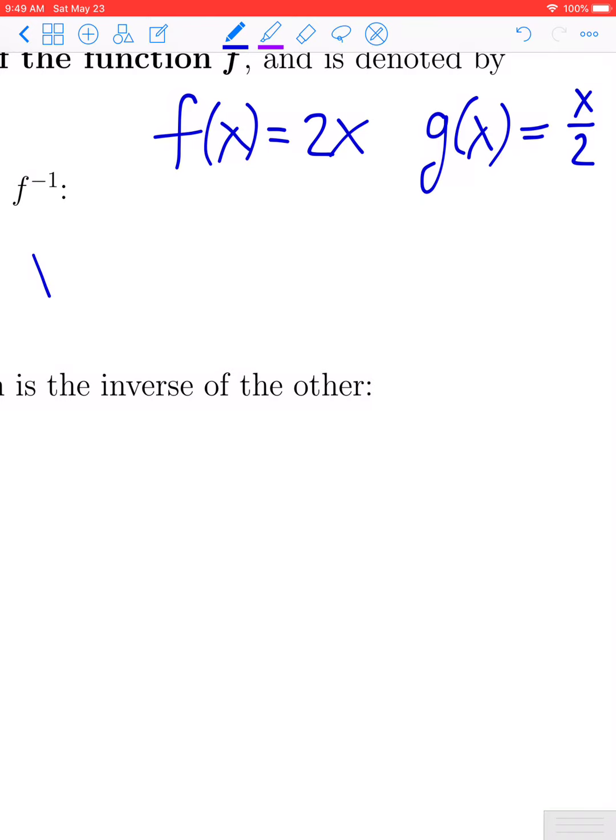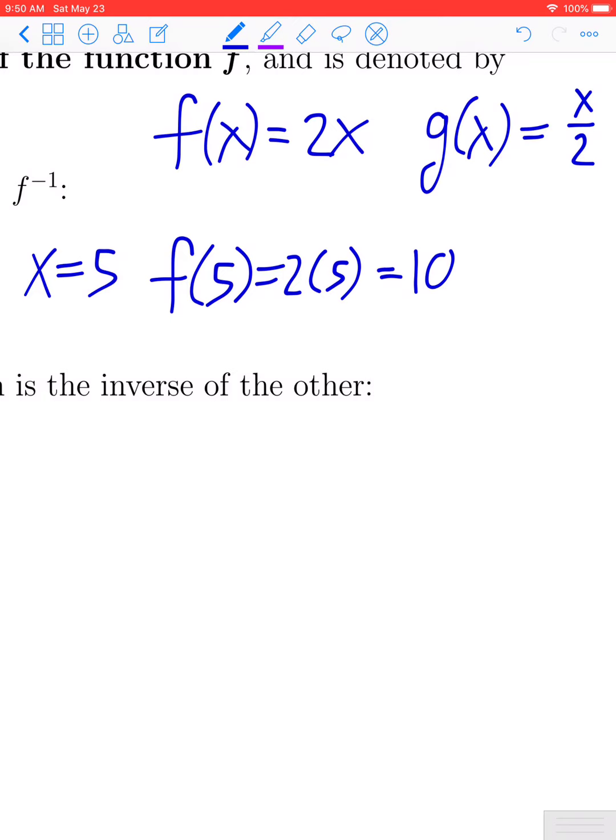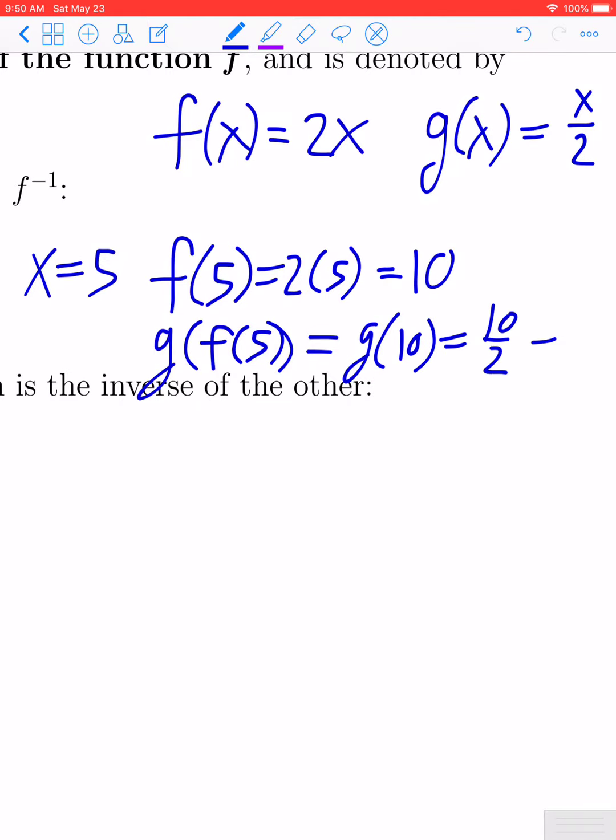So for example, if I start with the number x equals 5, if I take 5 and plug it into f, we would get the output of 2 times 5, which would give us 10. If I then take that output, which we're calling f of 5, and plug it into g, then what we would get would be 10 divided by 2, which is 5.